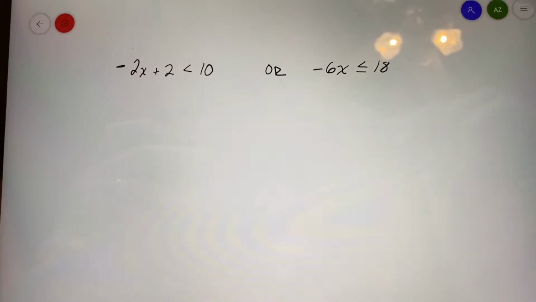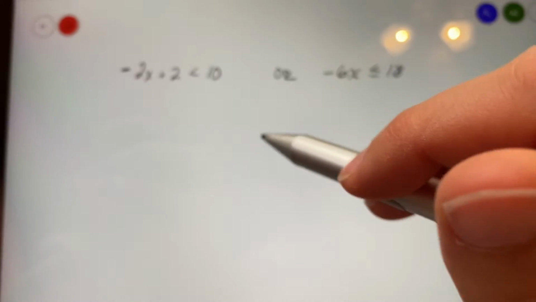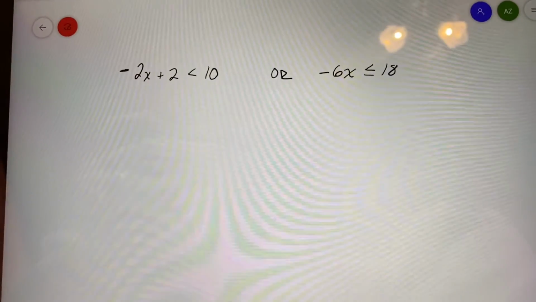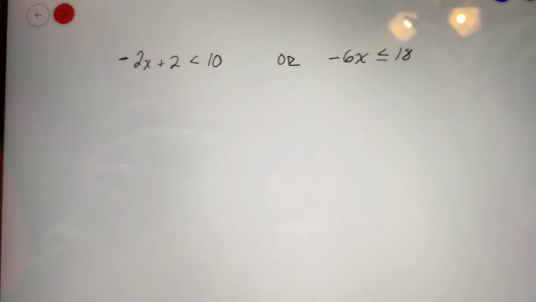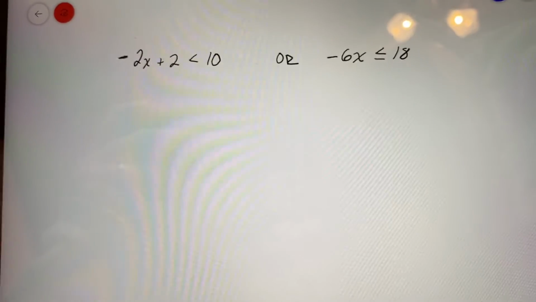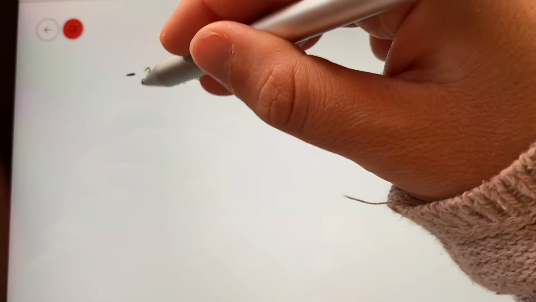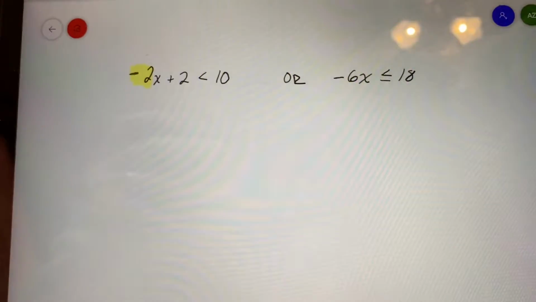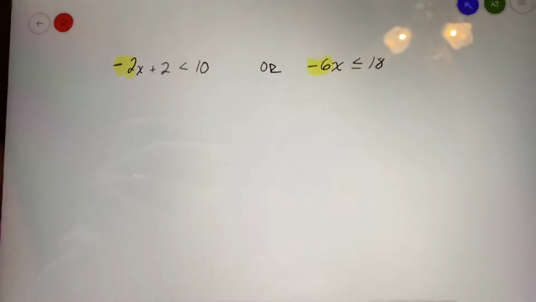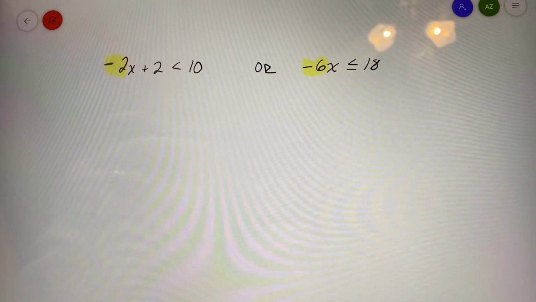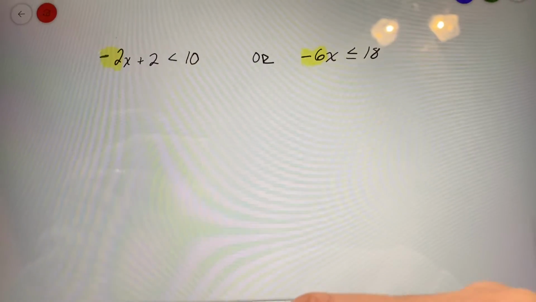So right here, oh, sorry, it's going to focus on my hand. Right here, you can see that both the coefficients of the variable are negative. So we have a -2 and a -6. So right away, you should know that you have a special cases problem.